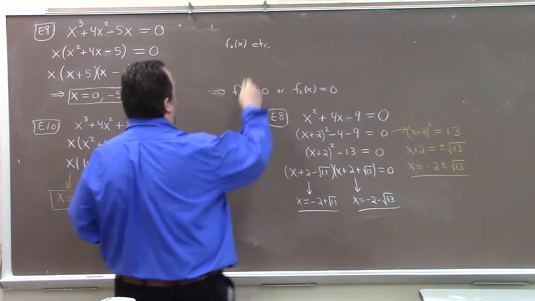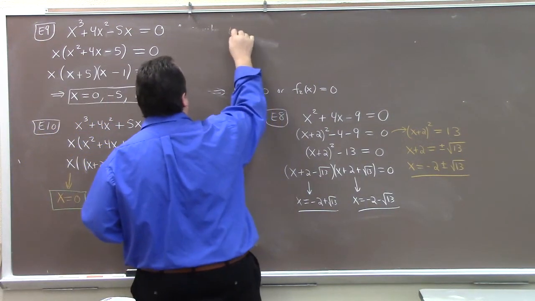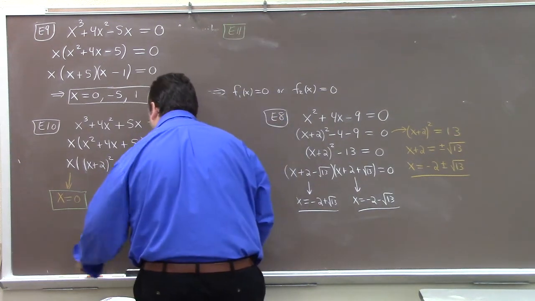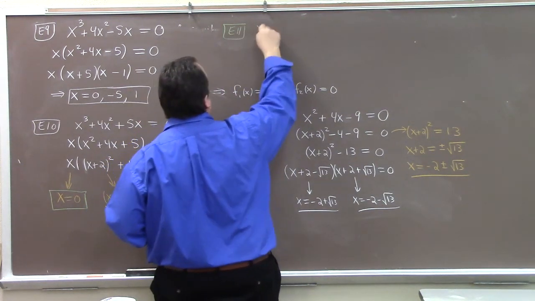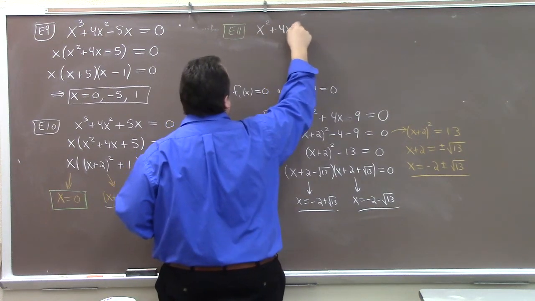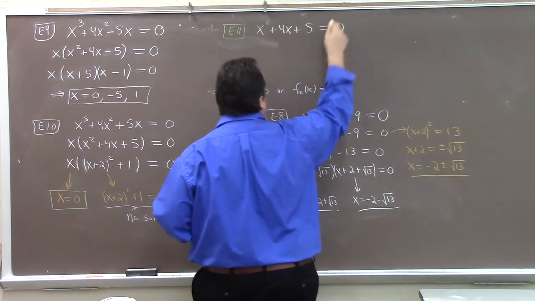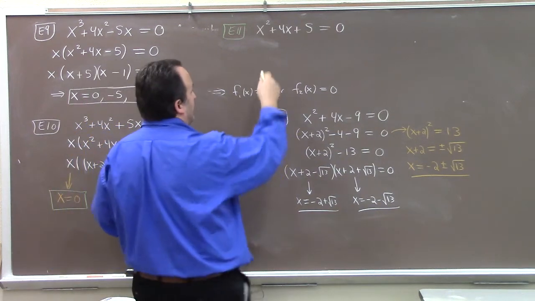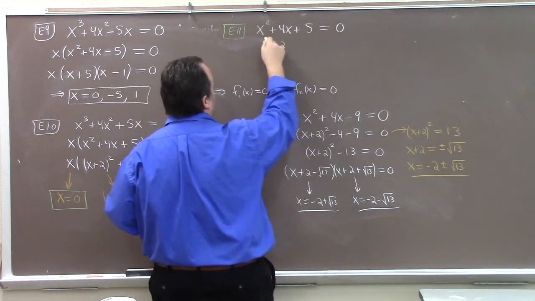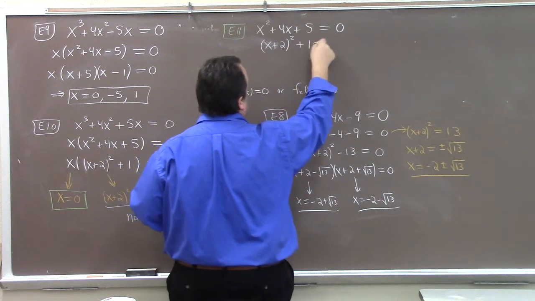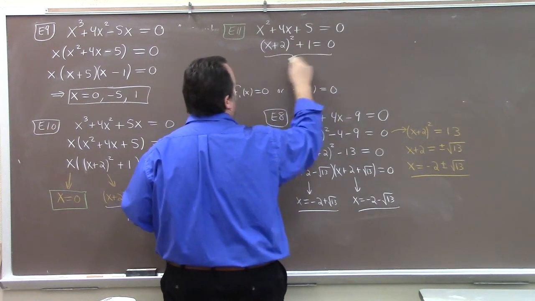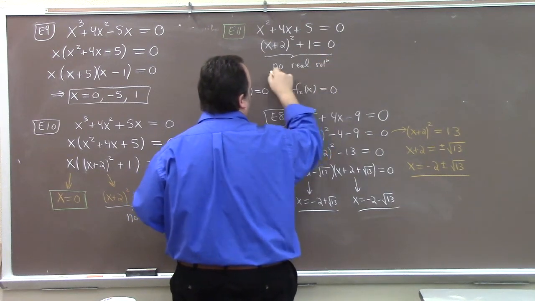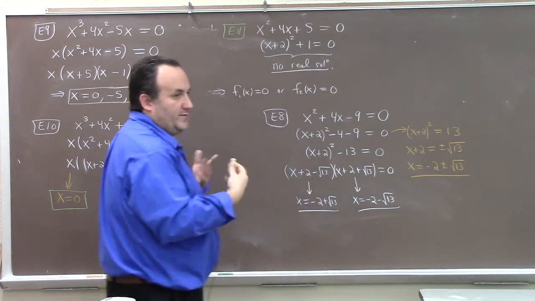Like, just let me make it real in your face here. Example 11. If we just peel off this x squared plus 4x plus 5 and we set that equal to 0, are there any real solutions to this? Well, there are not, right? Because this is x plus 2 squared plus 1 equals 0. So this says no solutions, no real solutions. Game over.